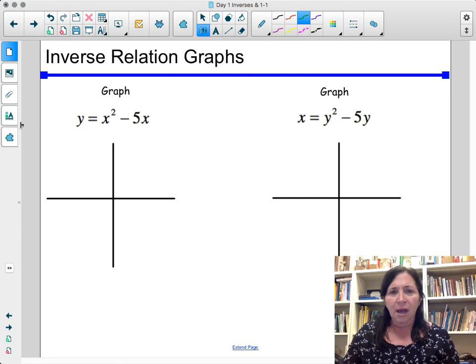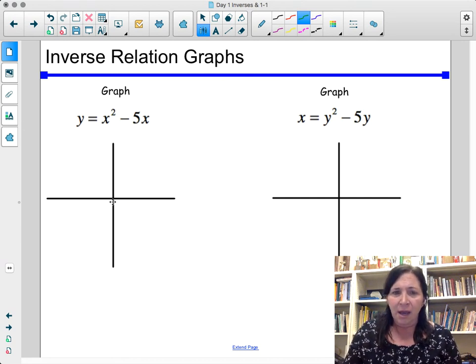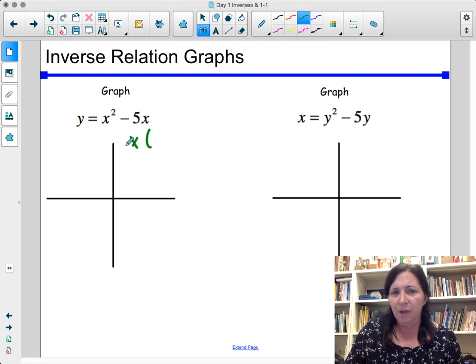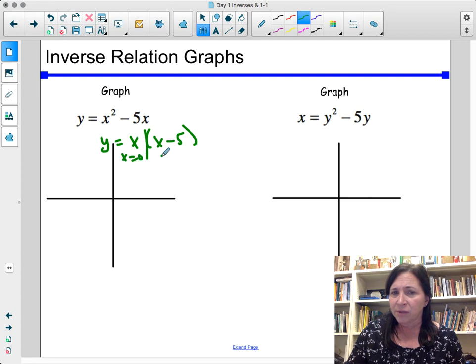These right here, this is a parabola, x squared minus 5x. Let's try to graph this. Let's plot some points here. We can factor out an x. We have x times (x minus 5). That's going to give us 2 x-intercepts, x equals 0 and x equals 5. So we have a point here and we have a point here.